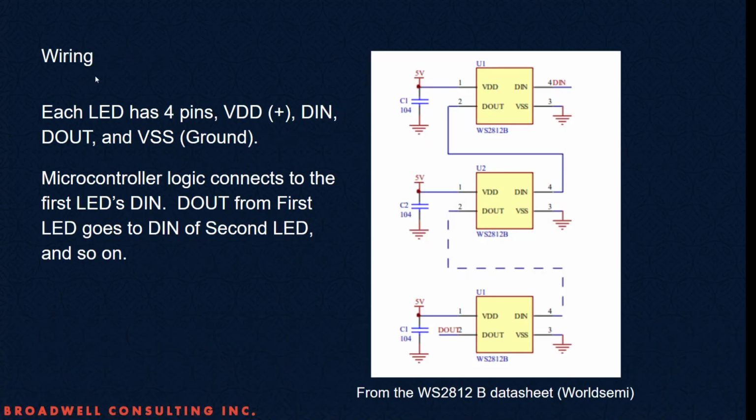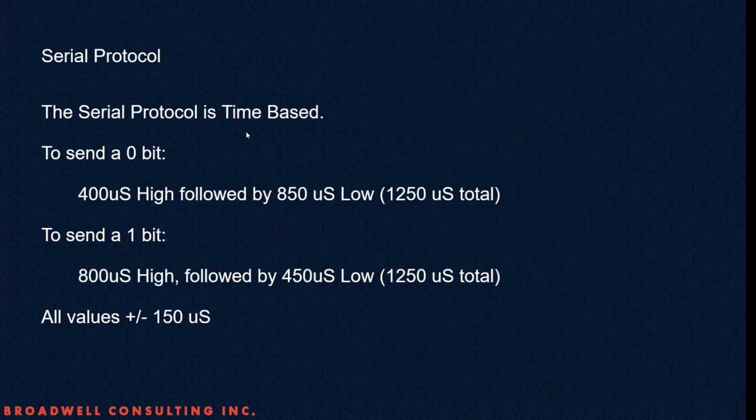As far as the wiring, each LED has 4 pins: VDD, which we connect to +5, VSS, which we connect to ground, DIN and DOUT. The DIN of the first LED goes to our microcontroller. That's how we're going to generate a serial command. After 24 bits are clocked in, it sends each additional bit out the DOUT so it can go to the next LED. This takes a little bit of understanding to figure out how it works.